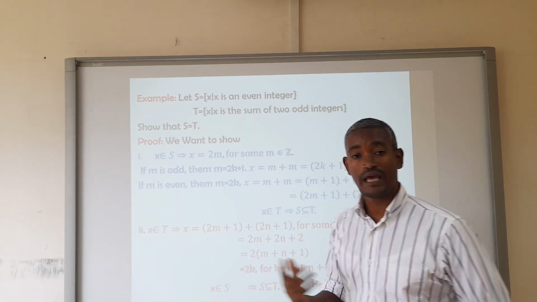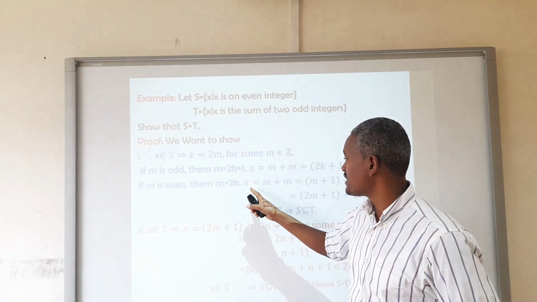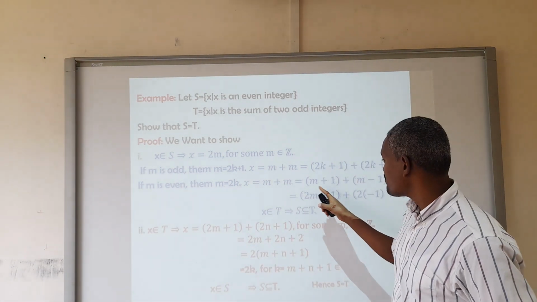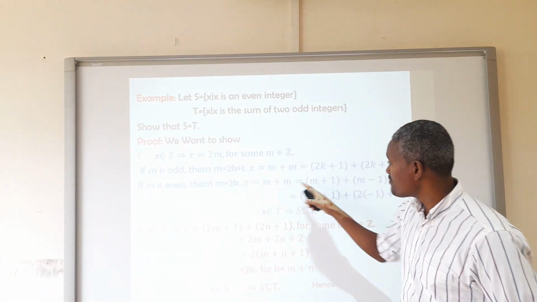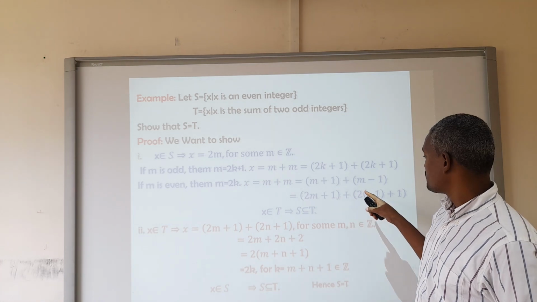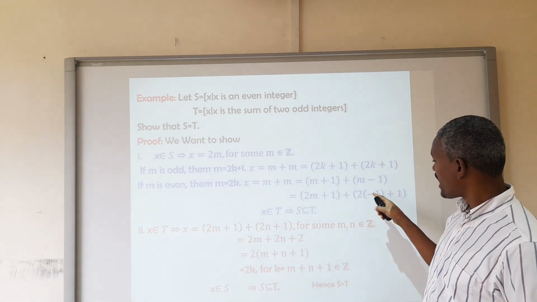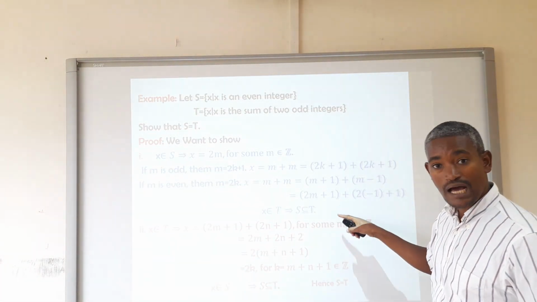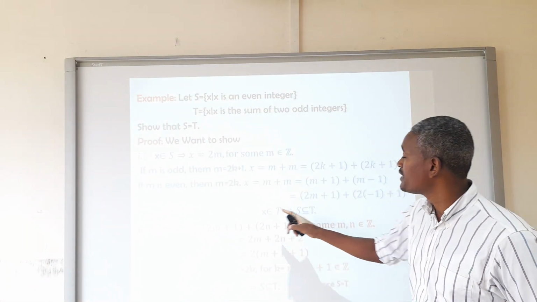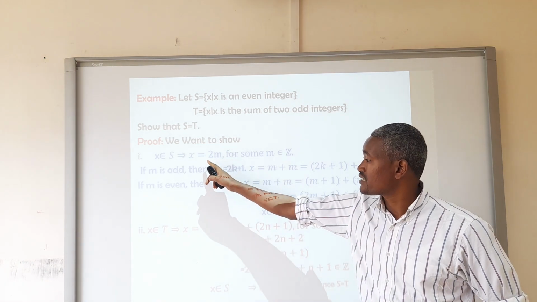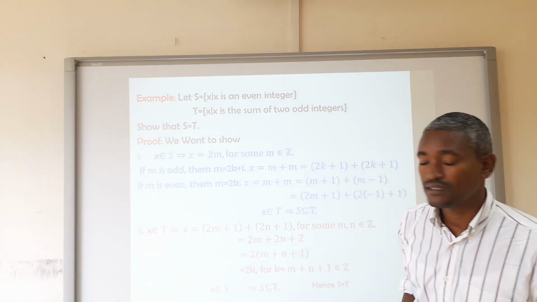If m is even, then m is equal to 2k, and x is equal to m plus m. Then we can write this as m plus 1 plus m minus 1. Clearly m plus 1 is odd, and m minus 1 is also another odd number. Therefore, whether m is odd or even, x is an element of T, which implies S is a subset of T.